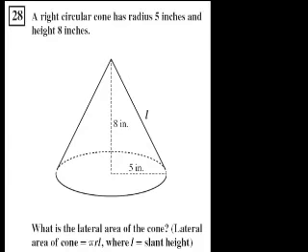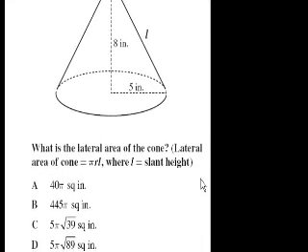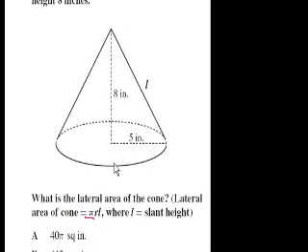Let me copy and paste 28 in here. 28. A right circular cone has radius 5 inches and height 8 inches. Fair enough. They've drawn it for us. What is the lateral area of the cone? Lateral, good, they gave us a definition. Lateral area of a cone is equal to pi times r times L, where L is the slant height. So we know what r is, they give us r. R is 5. So we just have to figure out what the slant height is, this L.